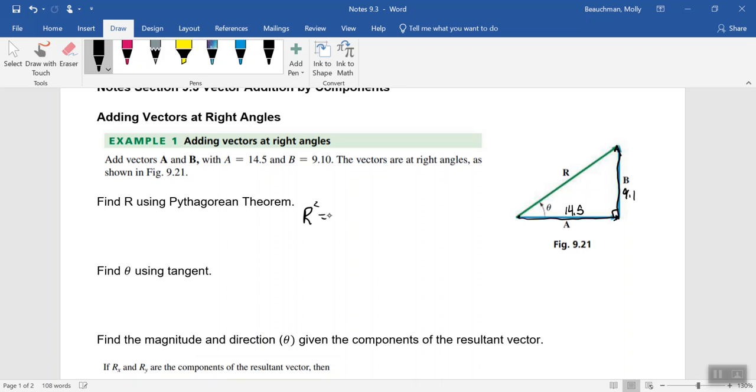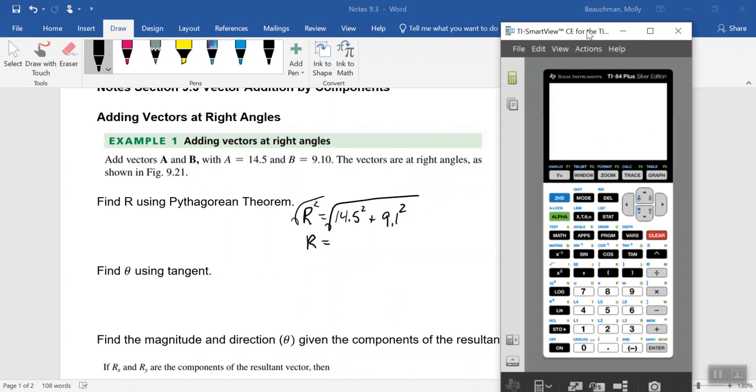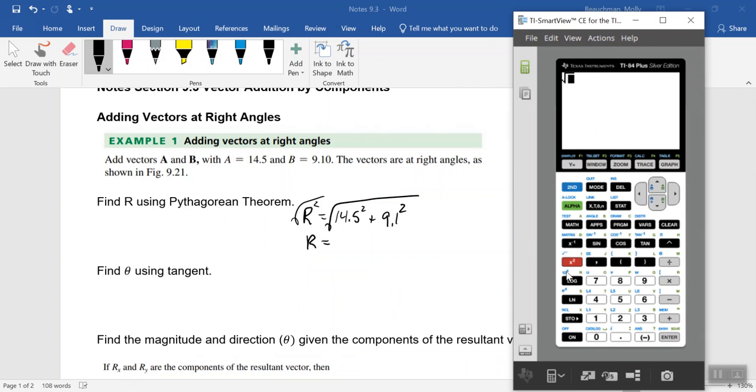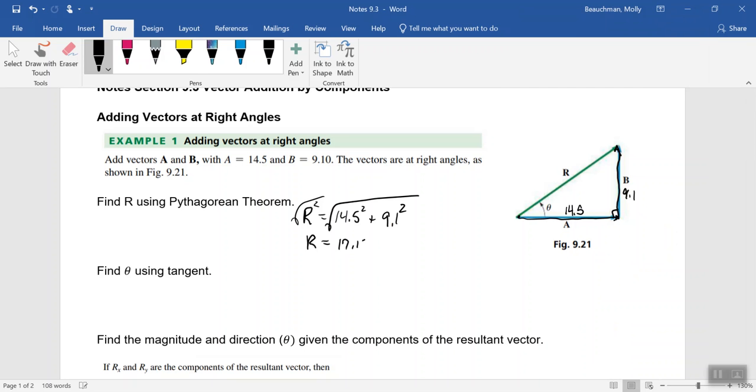So r squared is equal to 14.5 squared plus 9.1 squared. Square root both sides, and r is equal to, let's put that in the calculator, square root of 14.5 squared plus 9.1 squared. And we end up with about 17.12. So the magnitude of r is 17.12, and r is the resultant vector.